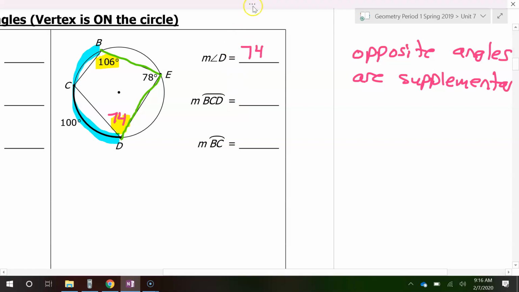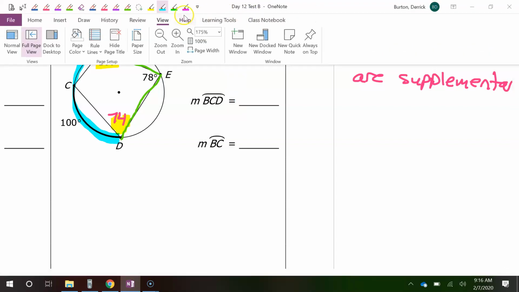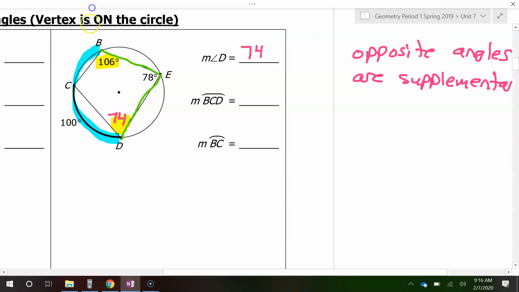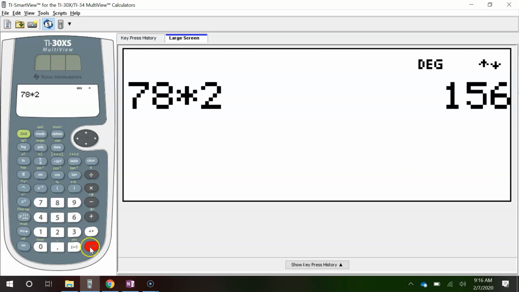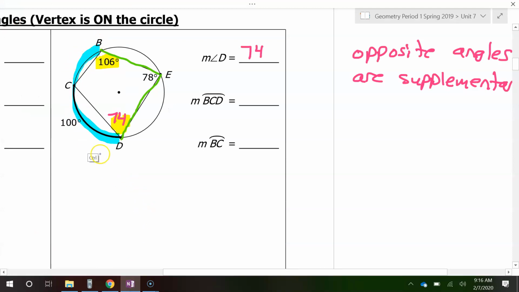So, Alex, can you tell me the relationship between the green angle and the blue arc that I just drew? That's right. The angle is half of the arc. So that means the arc is going to be double the angle. So, of course, if I take 78 and I double it, okay, that's 156. So that tells me that this big blue arc I just drew is 156, the whole thing. Okay?